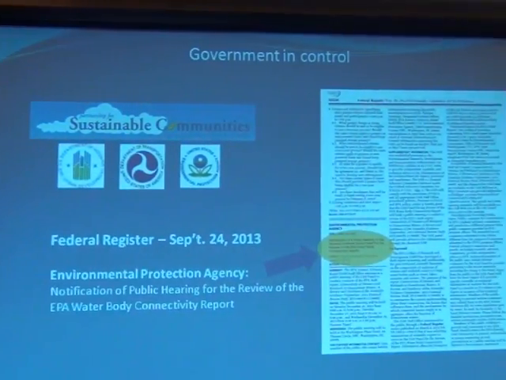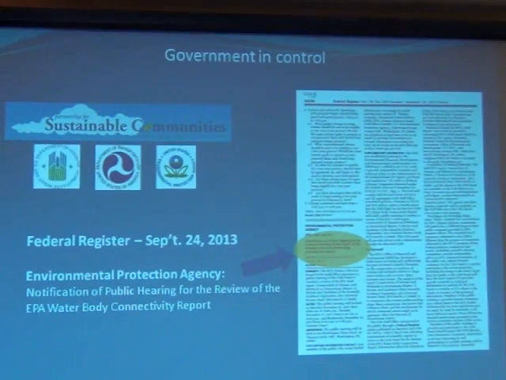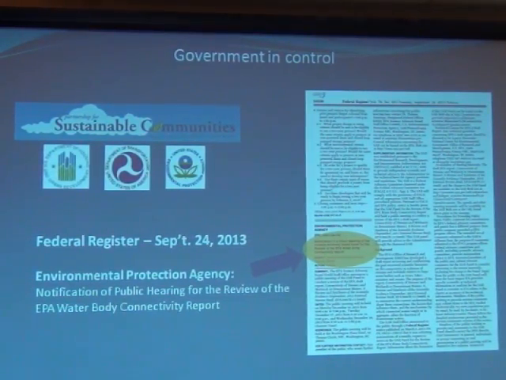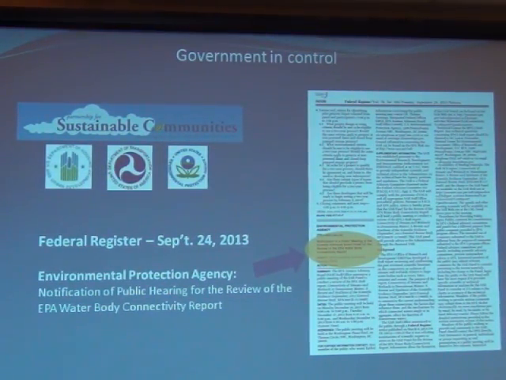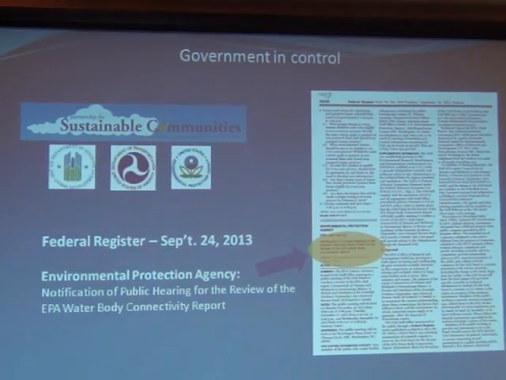The Environmental Protection Agency had a notice of public hearing for a review of their water connectivity report. The water connectivity report is very simple. It says that we have power over navigable waterways. The problem with that power was nobody ever defined what a navigable waterway was. So they just keep defining down what a navigable waterway is, and all of a sudden they get a little stream in your backyard, and they can say, well, we have rights over that.